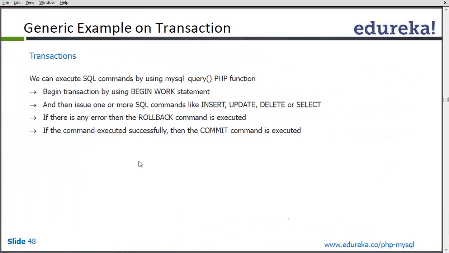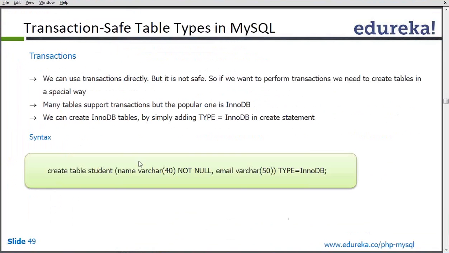So here you can see we can execute SQL commands by using MySQL query, right? We can use transactions in PHP as well. We can use our MySQL query function to start the transactions, to commit the transactions, or to roll back the transactions. So basically the transactions can be executed directly, but it is always better to use a particular table type to do that.